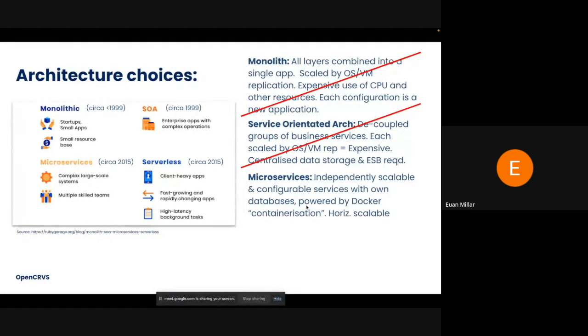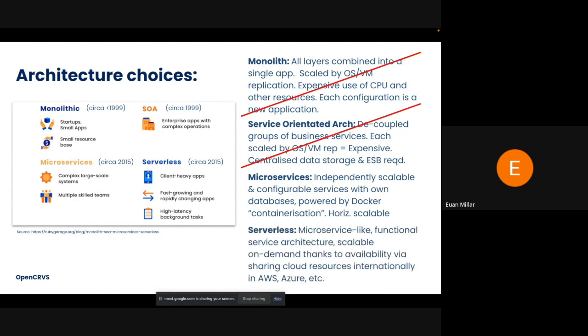So microservices. These are independently scalable and configurable services, each with their own database, powered by Docker containerization, therefore extremely cheap to scale. We can scale it horizontally, and we can do that on our servers without needing cloud. So therefore, this seems to satisfy configurability, scalability, and sovereignty.